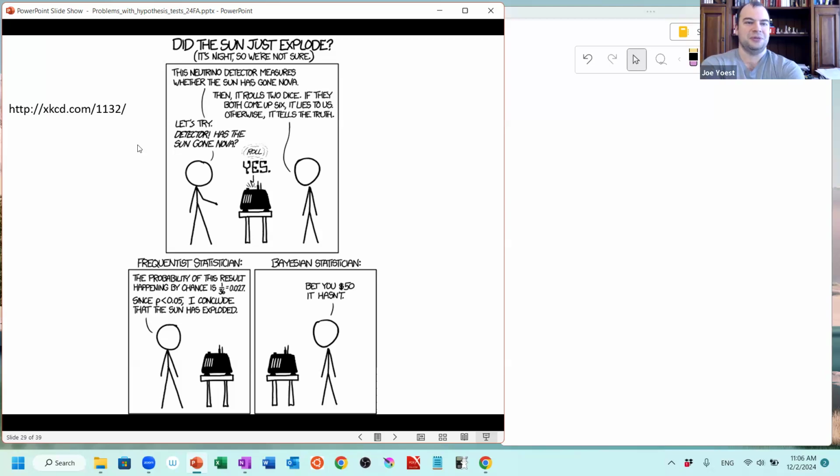So the first guy says, this neutrino detector measures whether the sun has gone nova, and then it rolls 2 dice. If they both come up 6, it lies to us, otherwise it tells us the truth. Let's try. Detector, has the sun gone nova? They push the button. It rolls the dice, it says yes. The frequentist statistician on the left says the probability of this result happening by chance, a false positive, is 1 in 36, right? Chance of rolling 2 sixes is 1 in 36. 0.027, since p is less than 0.05, I conclude the sun has exploded.